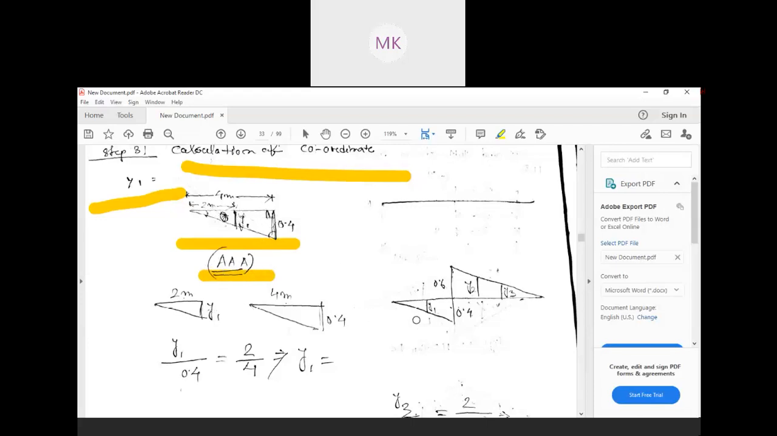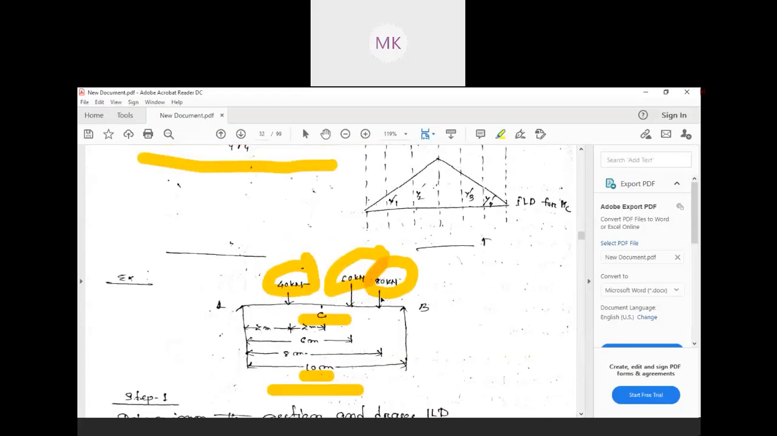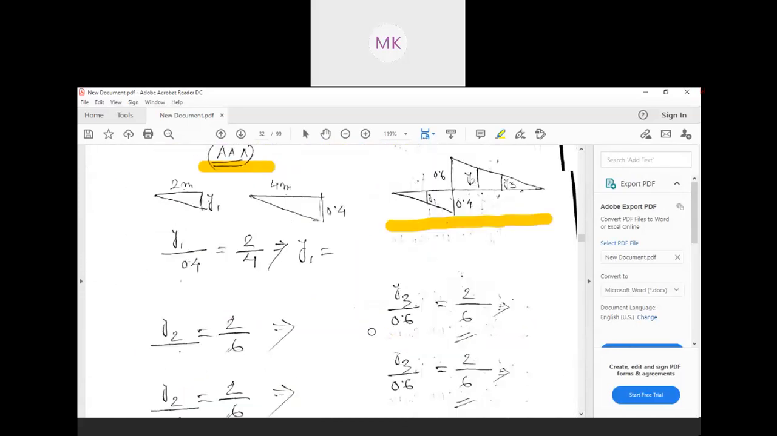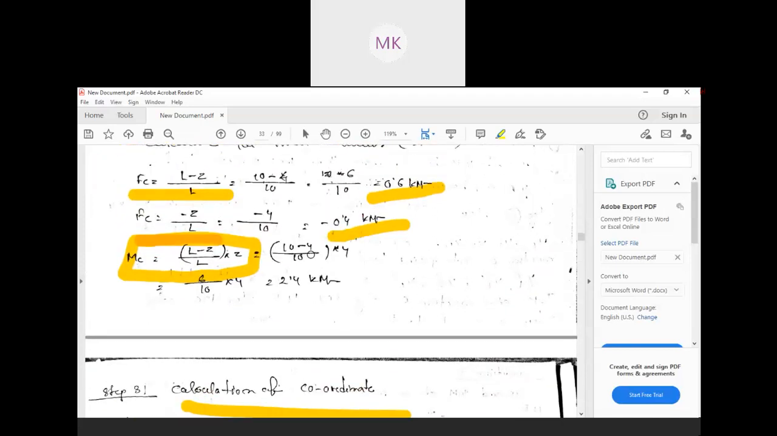I think all of you know how to solve this. There are three loads here: 40, 60, and 80. The 40 is on the left side and the 60 and 80 are on the right side of that point C. If you consider this point as C, we have already calculated this 0.6 and 0.4.